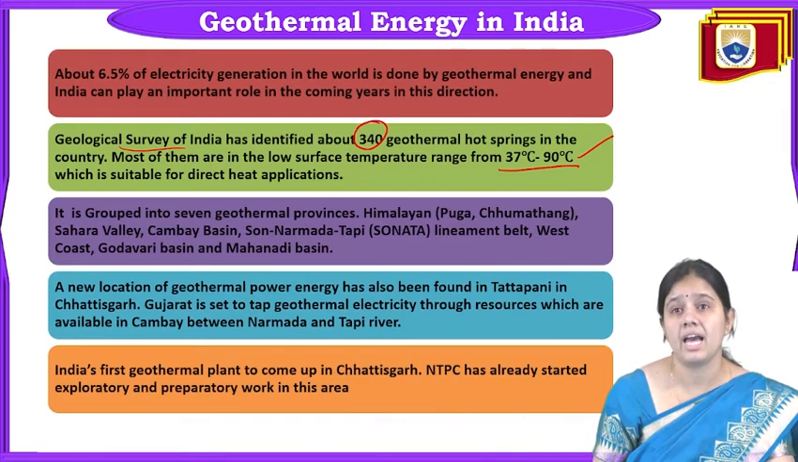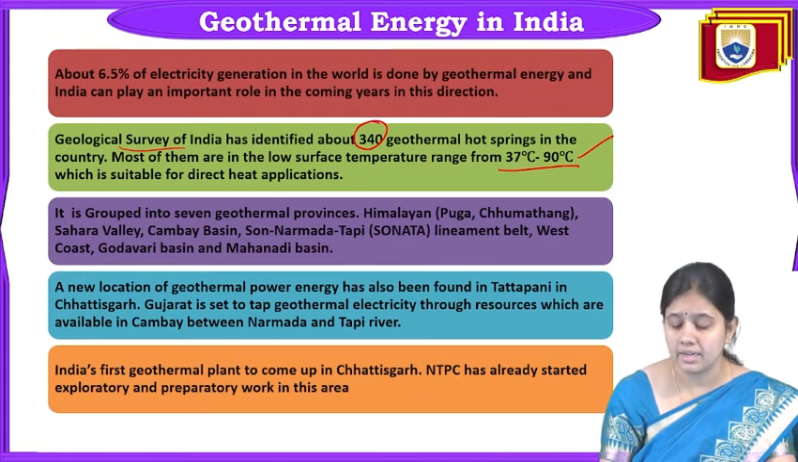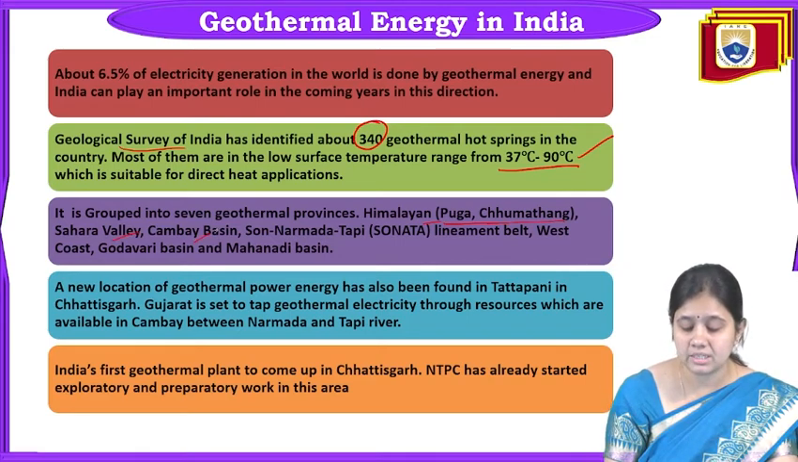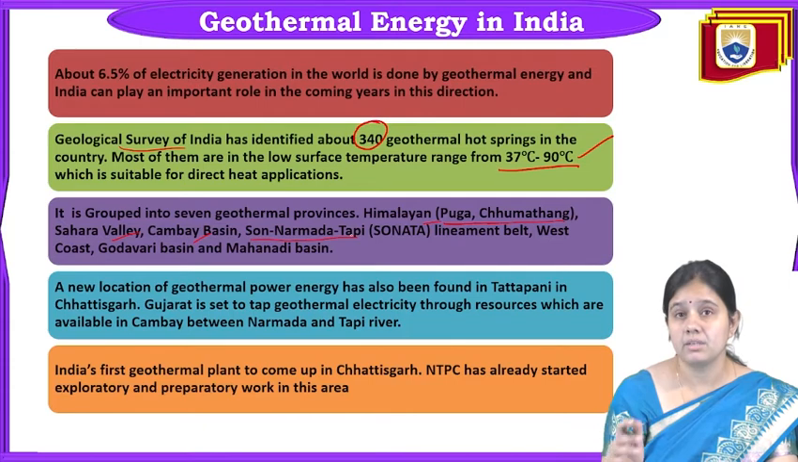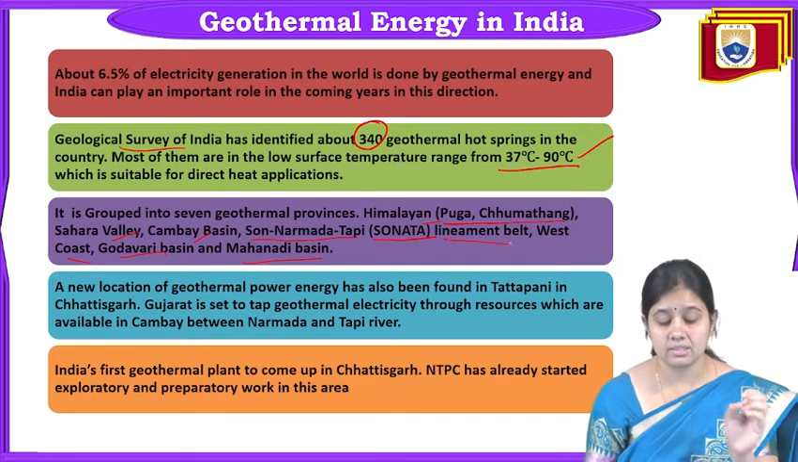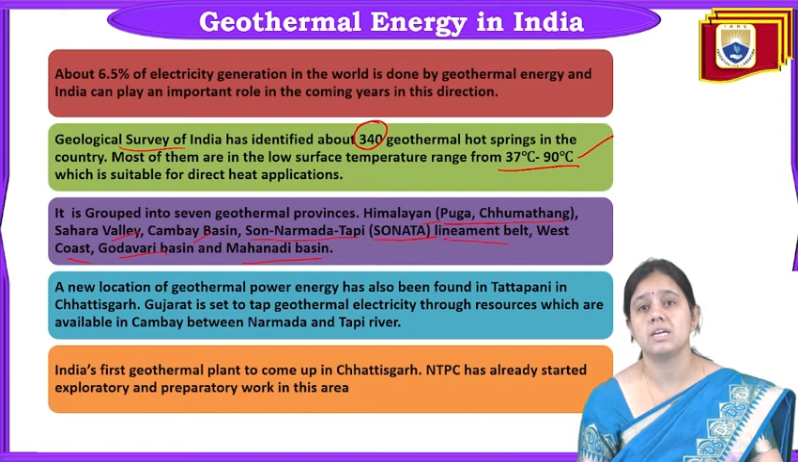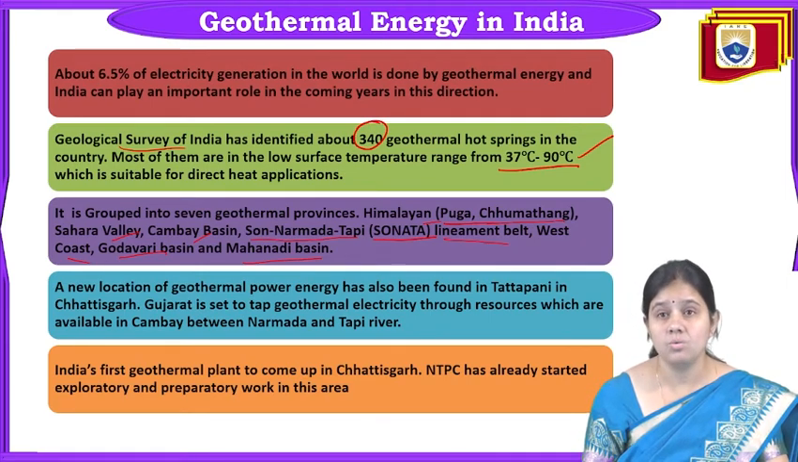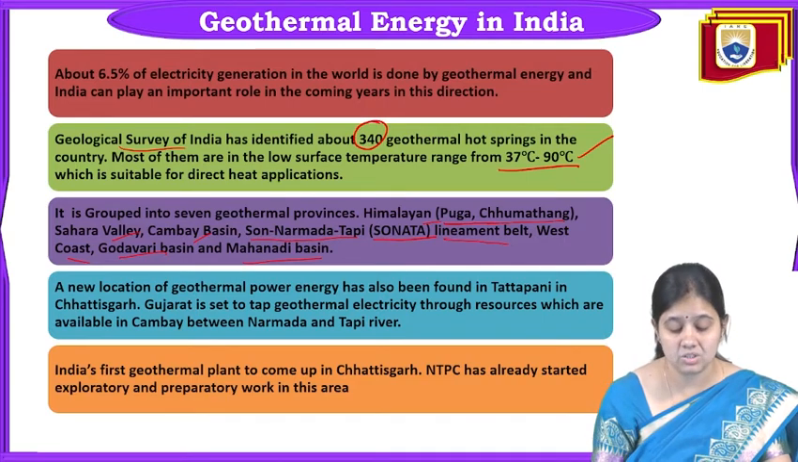They have now grouped the geothermal provinces into 7 categories. First is the Himalayan, that is Puga Valley in Ladakh, then Sahara Valley, Cambay Basin, and Sonata, which is Son, Narmada and Tapti, so they are called the Sonata region. Then the Aravalli Belt, West Coast, Godavari Basin and Mahanadi Basin. All these are the 7 geothermal provinces. And now a new geothermal power plant has been found in Tapti in Chhattisgarh.